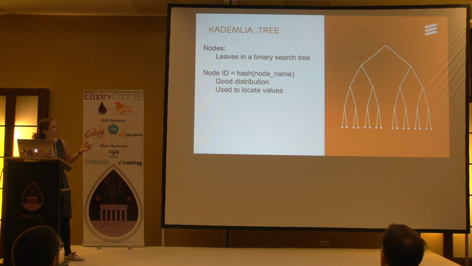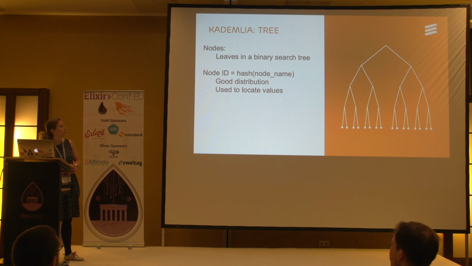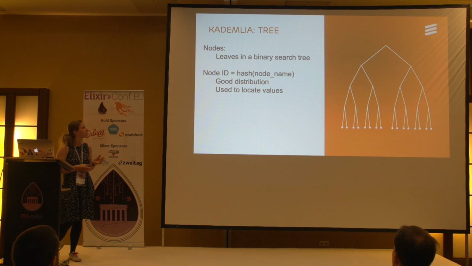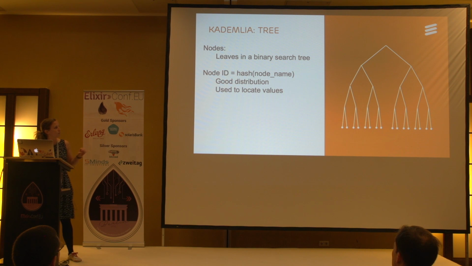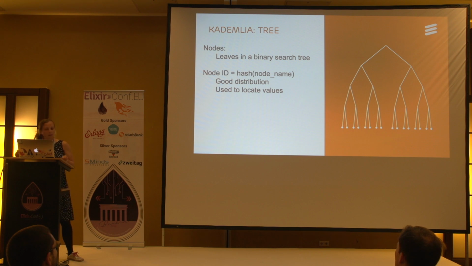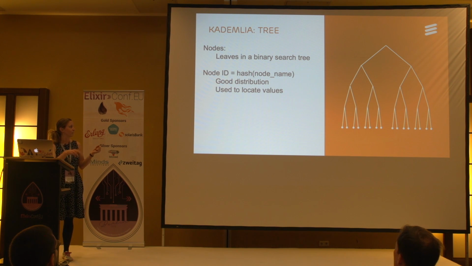So we get the node ID by hashing the node name that I mentioned in the beginning. We know the node name to be unique, and we want a node ID to give it a position in the binary tree. And we use a hash to give a good distribution of the node IDs. This node ID is also used to determine which node is responsible for which keys. So each node ID will be responsible for the keys that hash to the ones closest to the node ID.